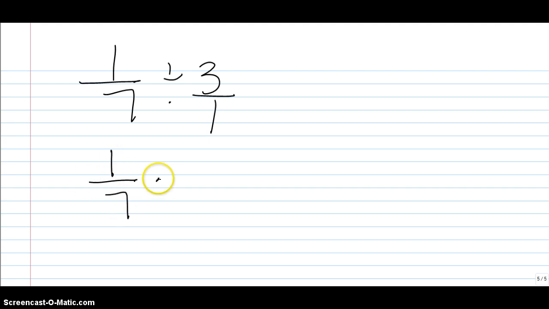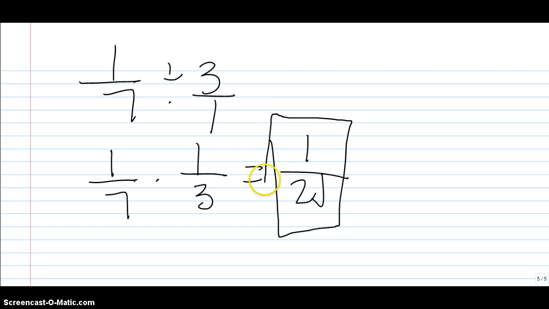So now I have 1 over 7 times 1 over 3. And once again, after you take the reciprocal, remember you change the division to multiplication. So now you can multiply. So multiply your top numbers together. So 1 times 1 is 1. Multiply your bottom numbers together, and 7 times 3 is 21. So your final answer is going to be 1 over 21.